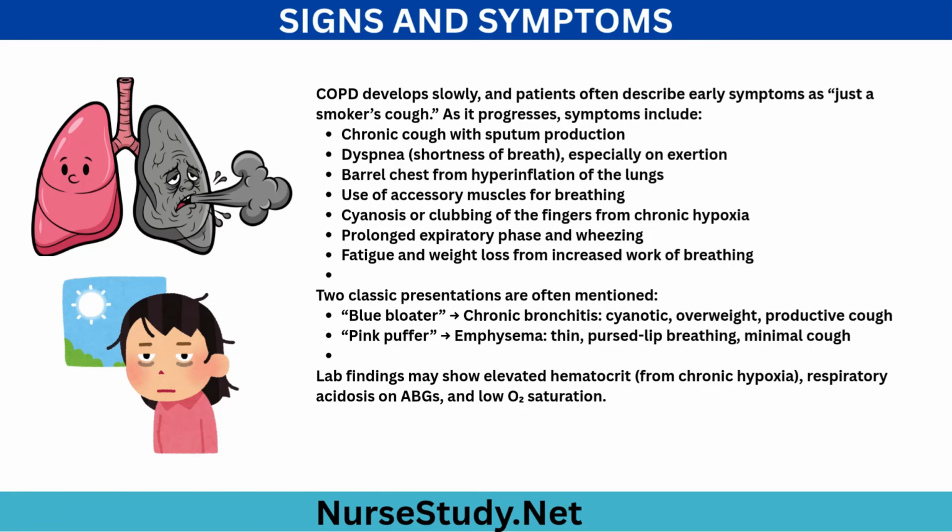2 classic presentations are often mentioned: blue bloater, chronic bronchitis, cyanotic, overweight, productive cough; pink puffer, emphysema, thin, pursed lip breathing, minimal cough. Lab findings may show elevated hematocrit from chronic hypoxia, respiratory acidosis on ABGs, and low O2 saturation.